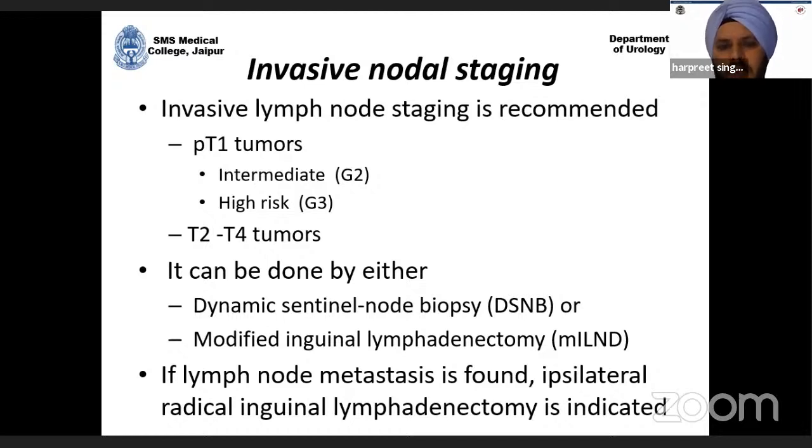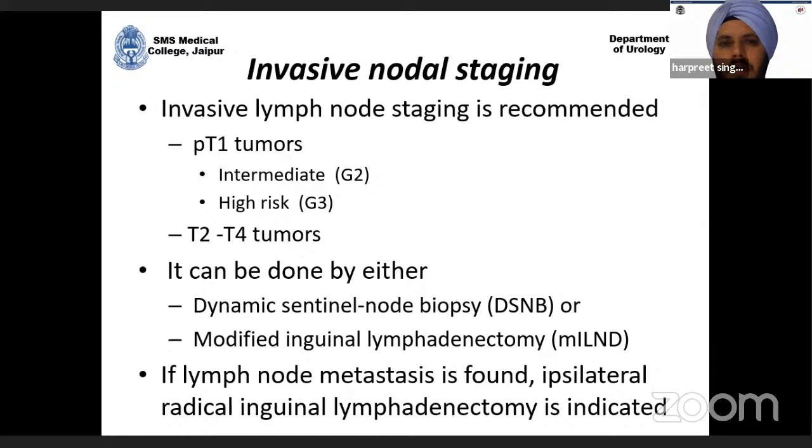Fine needle aspiration cytology also does not diagnose the micrometastasis and it is also not recommended. So in the patients who have primary pathology of intermediate risk, that is T1 G2, and higher risk, that is T1 G3 and all above, T2, T3, T4, the lymph nodes can be managed with invasive nodal staging with the help of either dynamic sentinel node biopsy or modified inguinal lymphadenectomy.